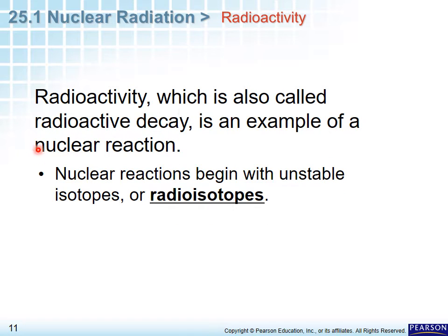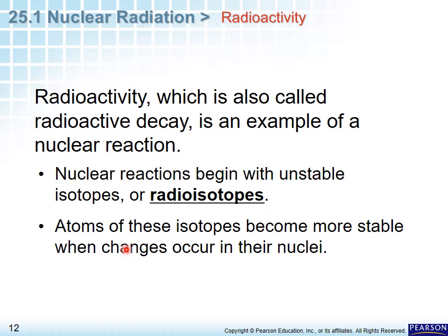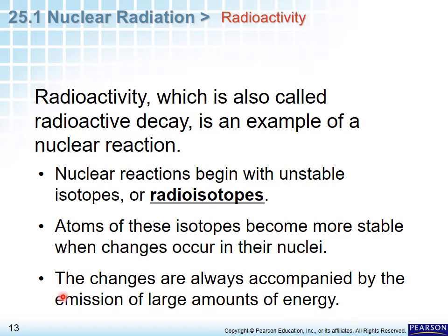Radioactivity, which is also called radioactive decay, is an example of a nuclear reaction. A nuclear reaction begins with unstable isotopes, or radioisotopes. Atoms of these isotopes become more stable when changes occur in their nuclei. The changes are always accompanied by the emission of a large amount of energy.